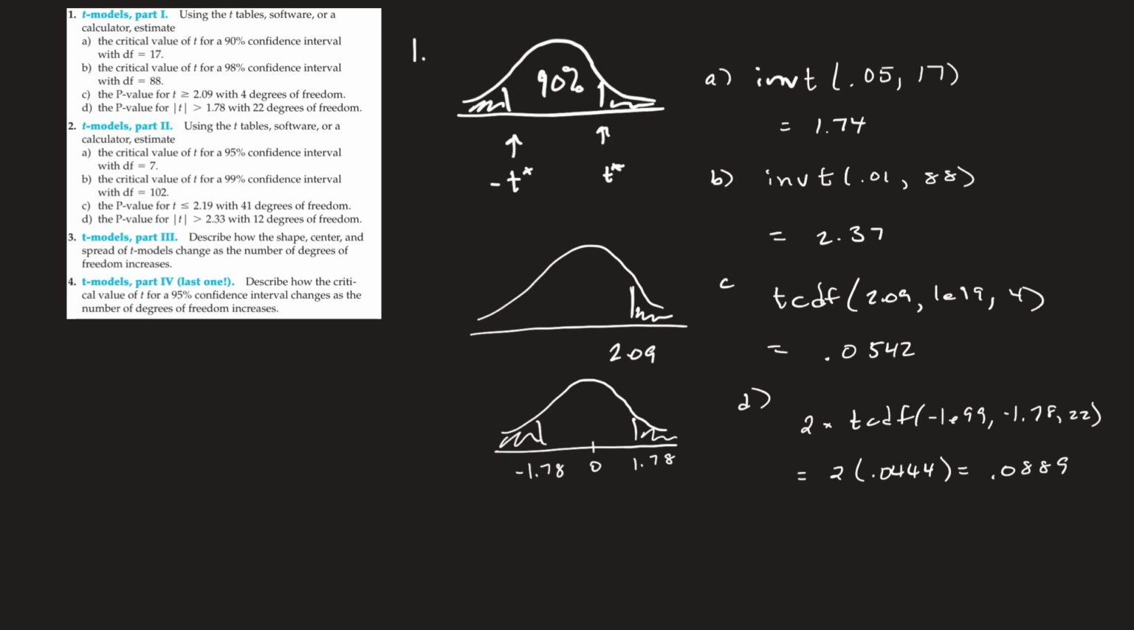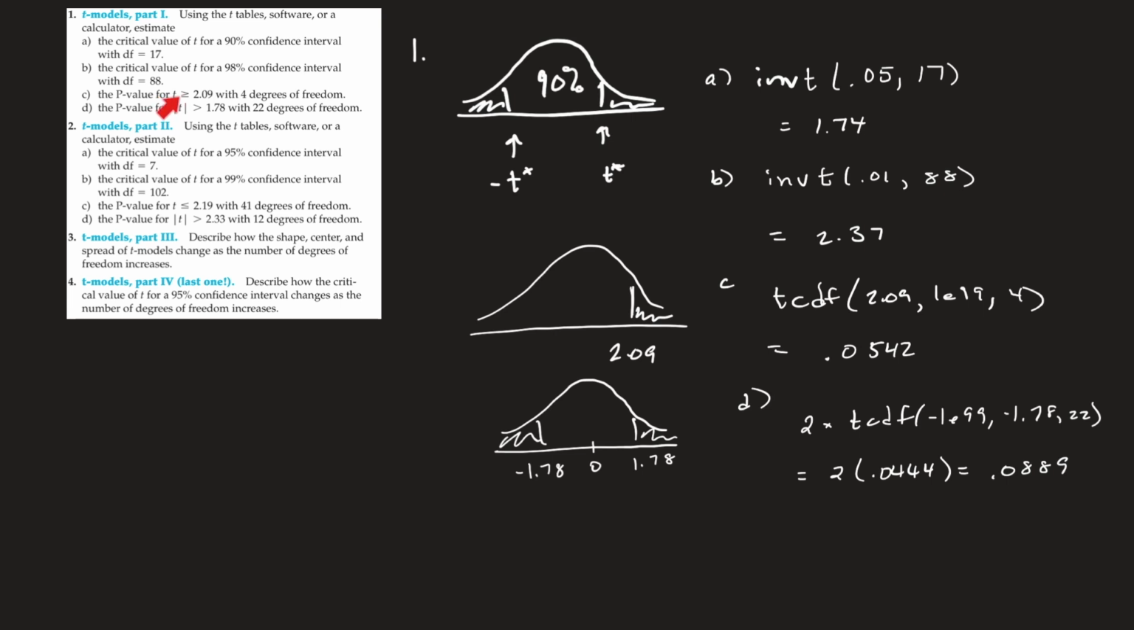Letter C is talking about a p-value of t greater than or equal to 2.09 with 4 degrees of freedom. So I want to know a p-value. That's a probability. That's a normal CDF kind of idea, right? So we're going to be using T-CDF here.